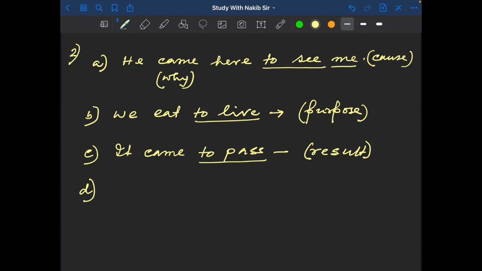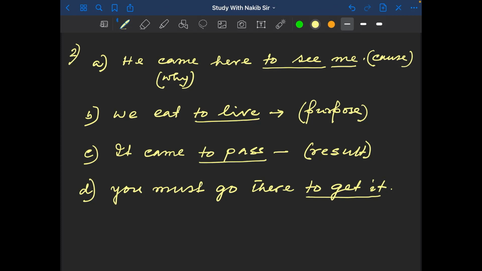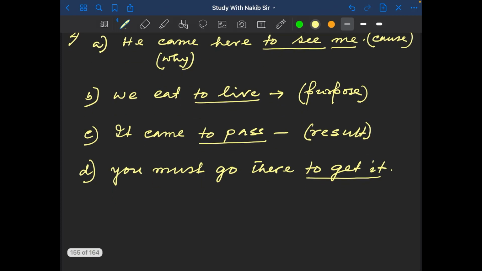See the sentence. You must go there to get it. To get it. This is the condition. What is the condition? You must go there if you want to get it. If you want it. Okay. So this is the example of the gerundial infinitive used in a sentence as an adverb expressing the condition.